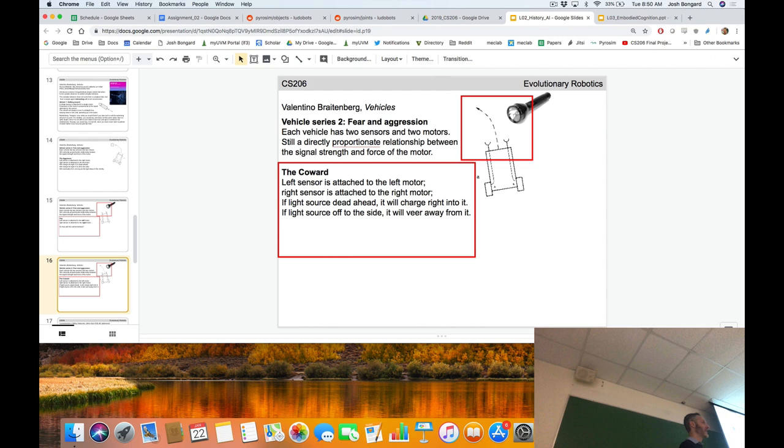Does the aggressor hate? Does the coward fear? Of course not, right? It's ridiculous. We love, we fear, we're different from the Braitenberg vehicle, right? Okay, you've had 5 days to think about it. How are you different from the Braitenberg vehicle? Memory. Okay, this robot has no memory.